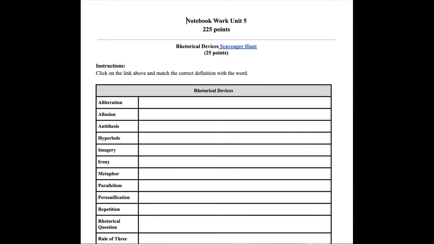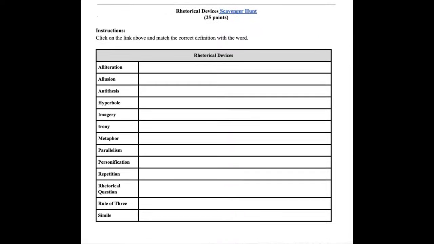All right, so when you open up the document for Unit 5, it's going to look something like this. And as always, we start out by defining our terms. And in this case, we're going to take a look at rhetorical devices. Rhetoric is a fancy word for argument or persuasion. So when you use rhetoric and you use rhetorical devices, you're using those to convince someone, to persuade someone to your point of view. So these can be powerful tools.